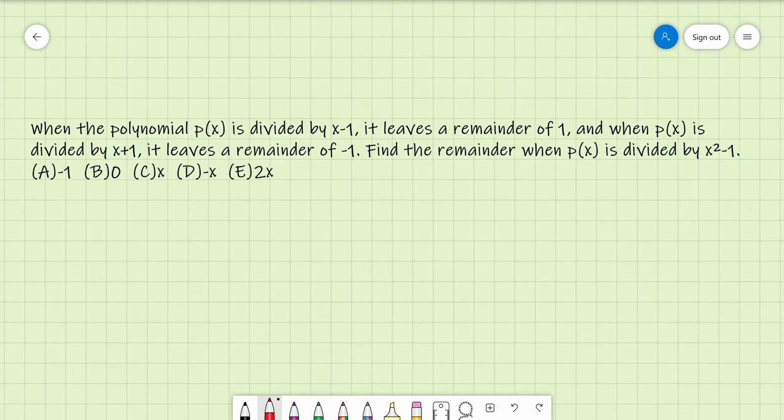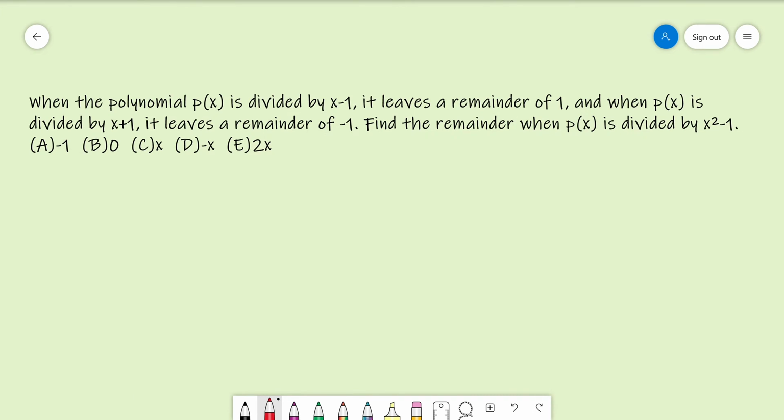We're on question number 13. This question is a little bit tricky. It tells us that when a polynomial p of x is divided by x minus 1, it leaves a remainder of 1. And when it's divided by x plus 1, it leaves a remainder of minus 1. And then we're asked what the remainder will be when it's divided by x squared minus 1.